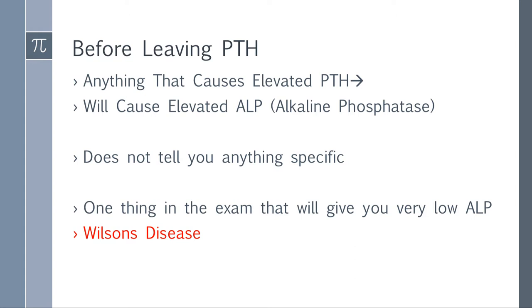But low ALP will tell you something. And the only thing on the exam that I could think of that very low ALP is going to tell you about is Wilson's disease. That's the Kayser-Fleischer rings and somebody who's having liver failure and copper metabolism. We'll talk about it in liver lectures.